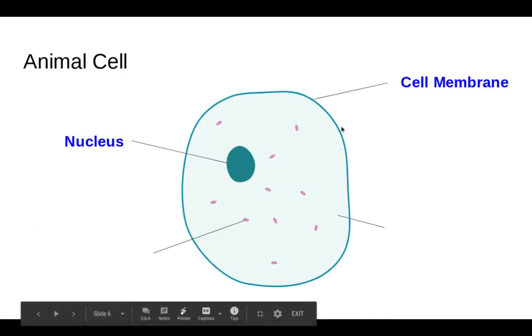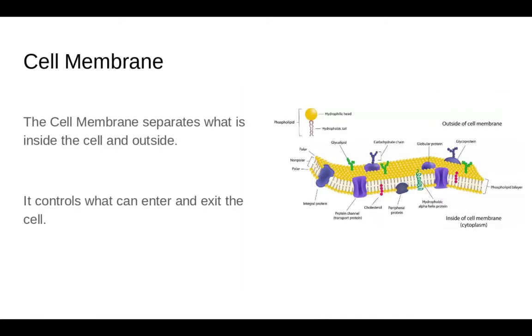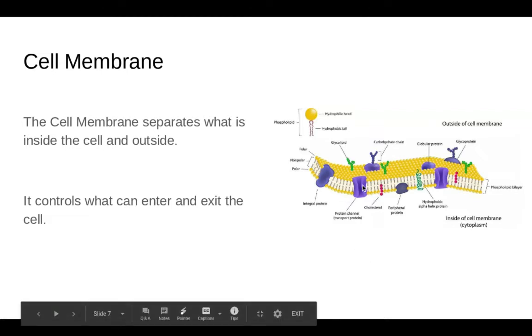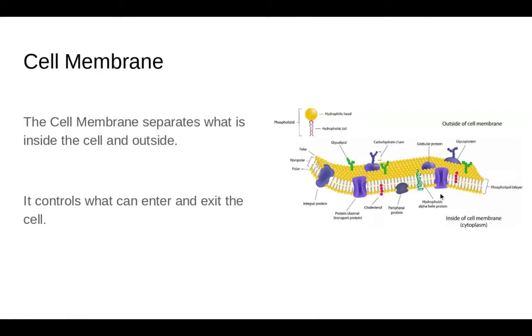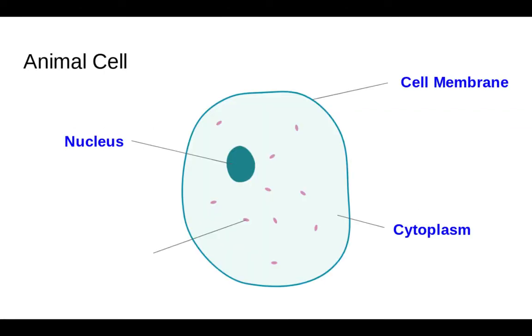Our next one is the cell membrane, which is this green line which surrounds the cell. The cell membrane separates what is inside the cell and outside, and it can control what can enter and exit the cell. If you look at these little blue things, these are proteins, and these proteins have holes, and they can control what can enter and what can exit the cell.